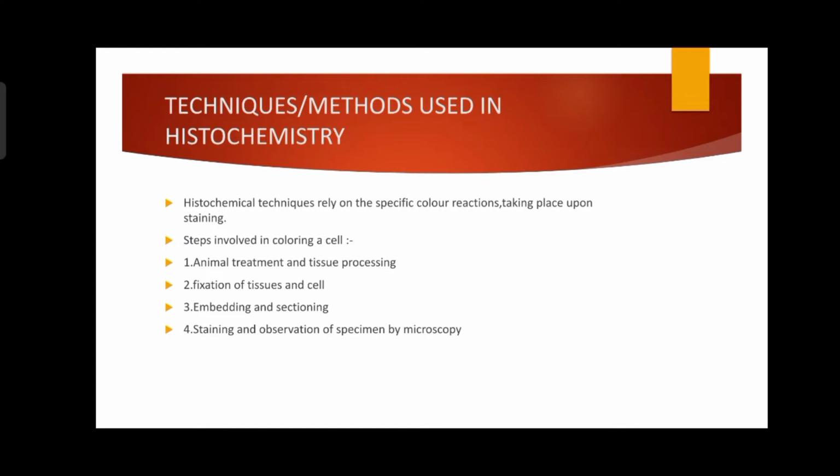They are, first one, animal treatment and tissue processing, and second one, fixation of tissues and cells. Third one, the process of embedding and sectioning. And the last one is staining and observation of the specimen by microscope. So these are the steps involved in coloring a cell. So histochemical methods are based on the type of molecule needed to be studied or the structure to be observed.